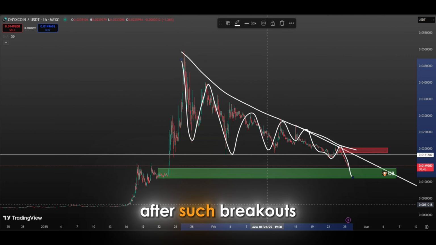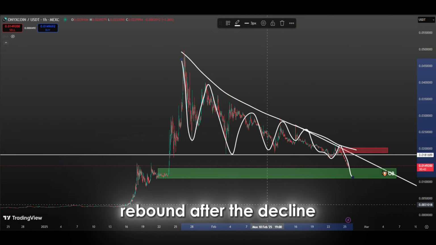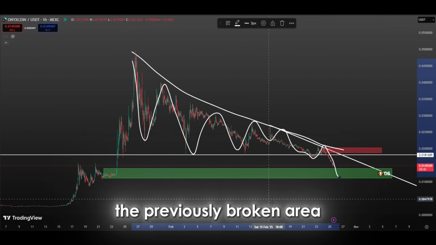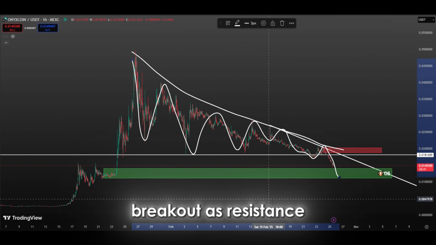After such breakouts, the broken support level can often be tested as a resistance, meaning that even if the price tries to rebound after the decline, it may see selling pressure again when it reaches the previously broken area. If the price now sees the breakout as resistance, we need to break above it again if we want to see a big rise.